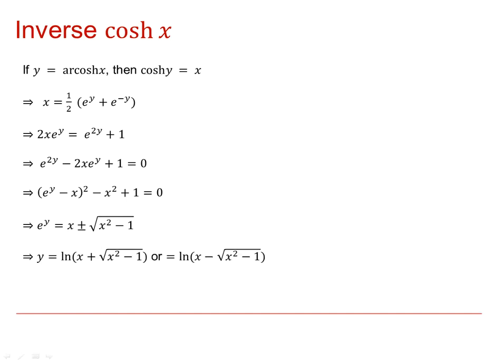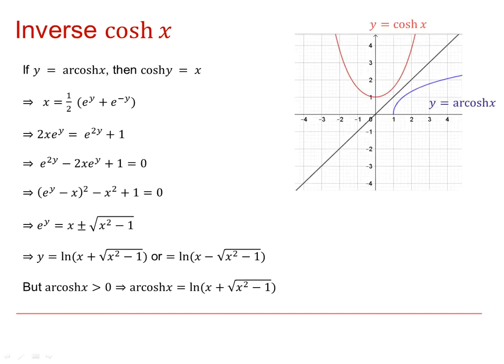So therefore we have that y is log of x plus the square root of x squared minus 1, or log of x minus the square root of x squared minus 1. But we know that arcosh x is greater than 0, and therefore we have that arcosh x must be log of x plus root x squared minus 1. So there's our graphs of that with cosh x and arcosh x.